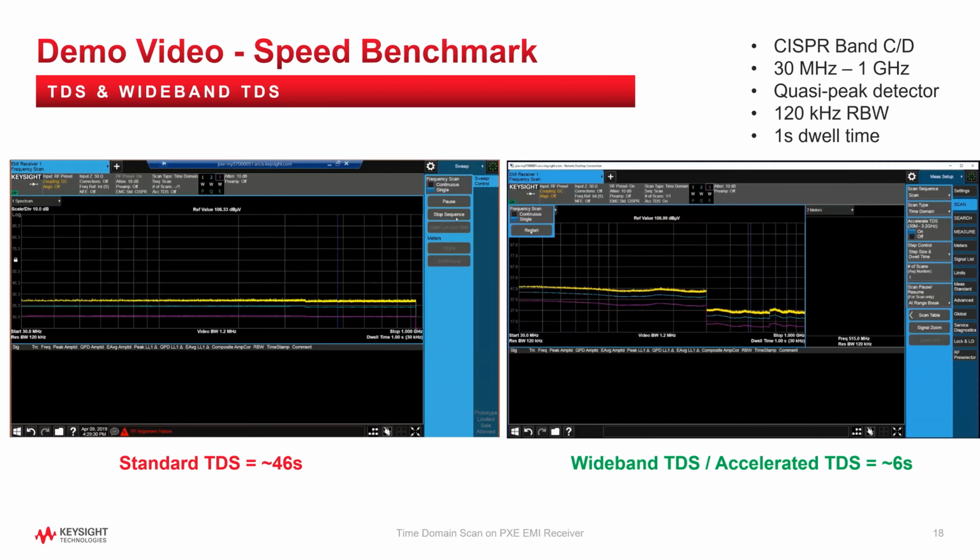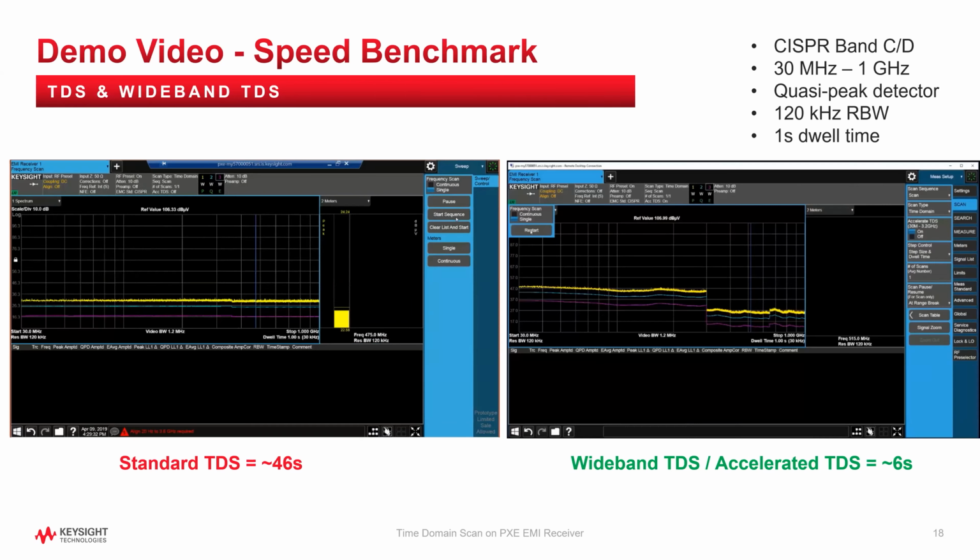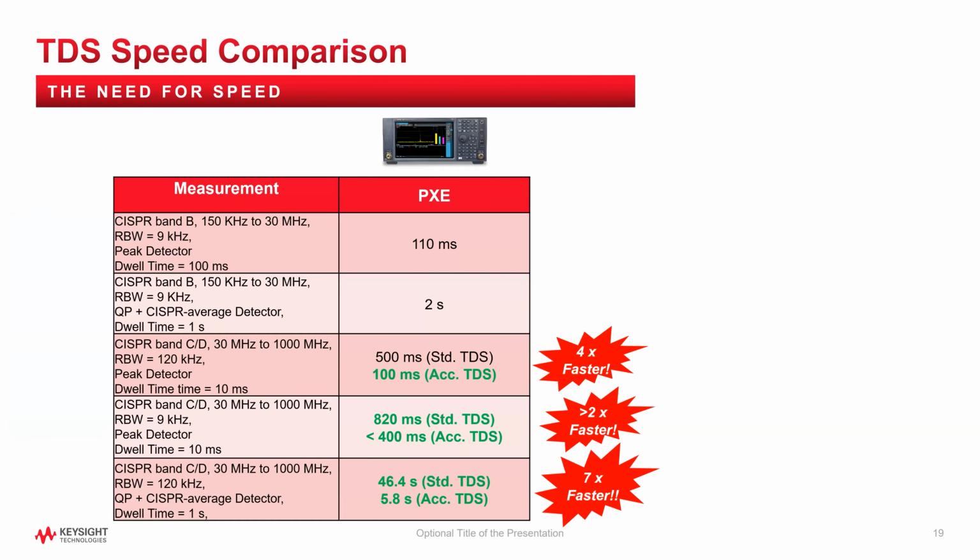All right, it's done. So you can see it's still relatively slower than the wide time domain scan, but much faster than if it was to do a stepped receiver. Now, just to put into perspective, here are some of the times that we have for different measurements that the PXE can do. But this is not really relevant to automotive, so I'm going to give an automotive example in the next slide.